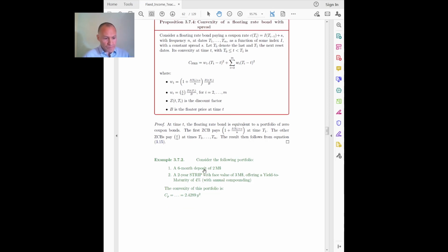Quick example. So let's consider the following portfolio. We have two assets. The first one is a 6-month deposit of $2 million. And the second is a 2-year strip. Recall that the strip is just like a zero coupon bond with a face value of $3 million. So that's the amount of money I'm going to get at the end, 2 years from now. And I know that it is offering a yield to maturity of 4% with annual compounding. So let's compute the convexity of this portfolio.